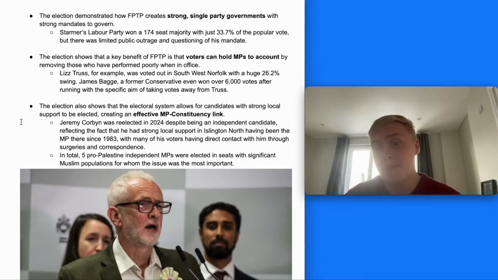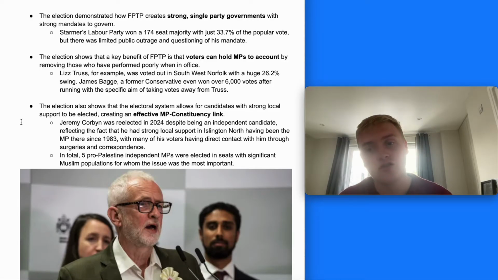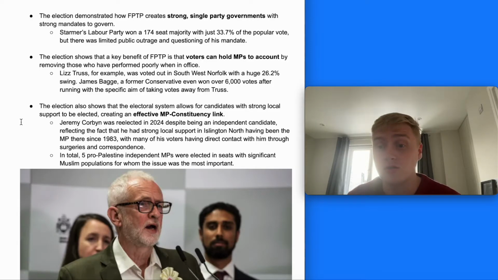And there should be massive outrage at first past the post, but you don't really see that in the media. You don't see that in public opinion. There's limited public outrage and questioning of his mandate. People are quite happy with the first past the post system, as was seen in the 2011 AV referendum, where they ultimately rejected a more proportional system.